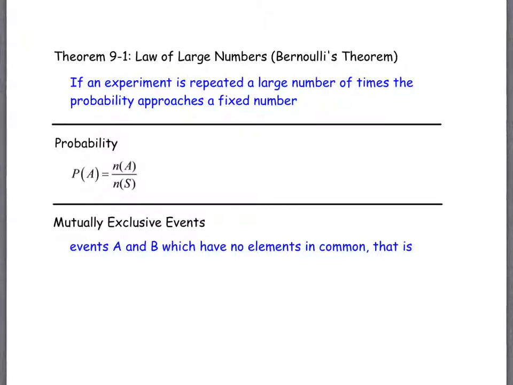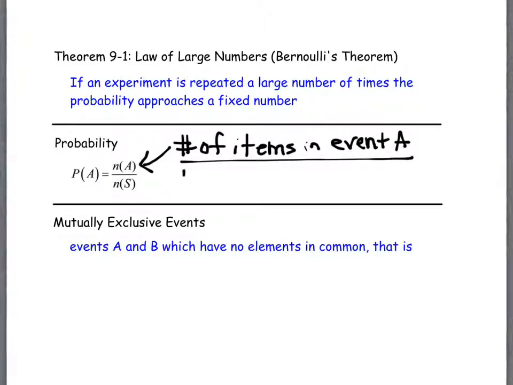Now, probability is found by taking the number of items in a particular outcome divided by the number of items in the sample space. So right here, this N of A means the number of items in event A divided by the number of items in the sample space.